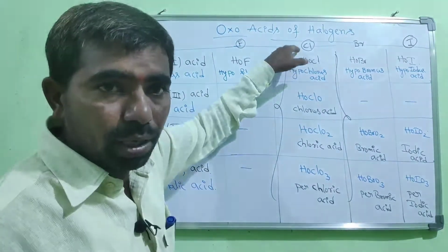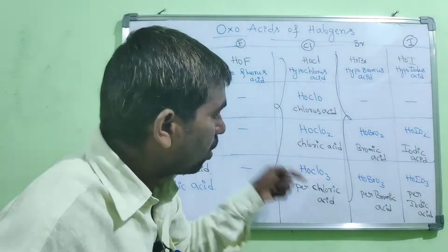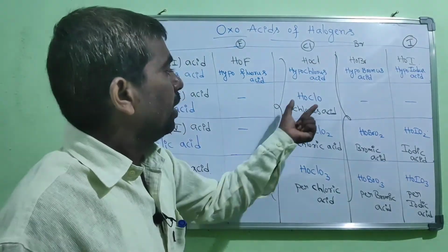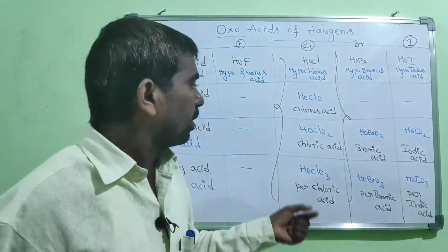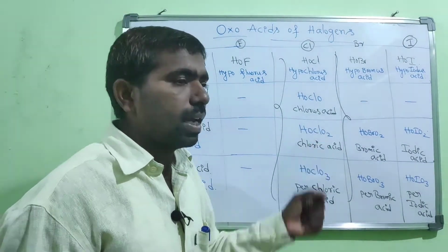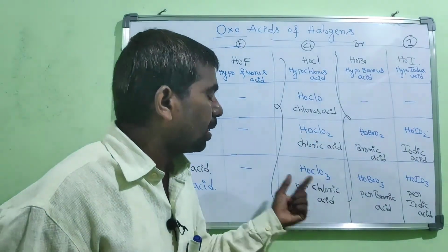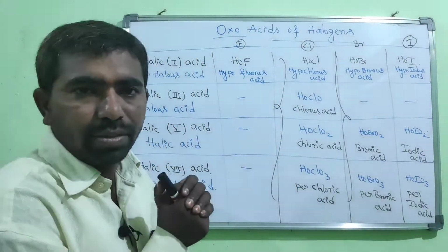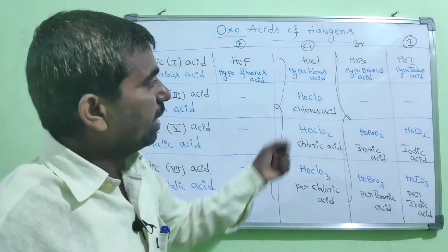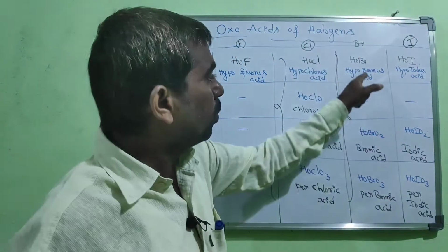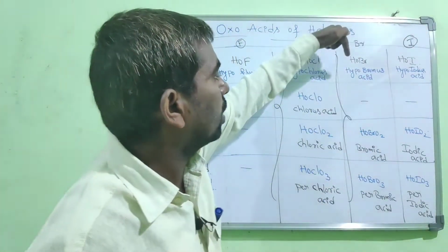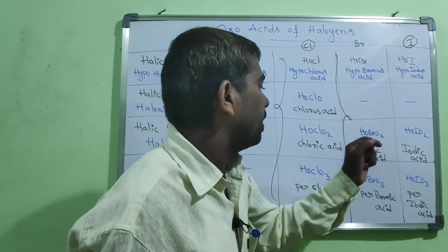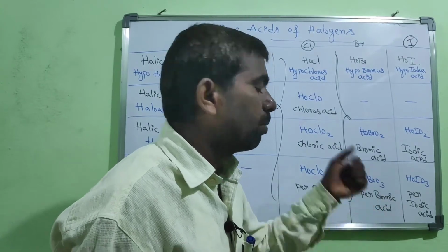Next is chlorine. It forms four types of oxo acids. They are HOCl, hypochlorous acid, HOClO, chlorous acid, HOClO2, chloric acid, and HOClO3, perchloric acid. So these are the four types of oxo acids formed by chlorine. Next element is bromine. It forms only three types of oxo acids. They are HOBr, hypobromous acid, HOBrO2, bromic acid, and HOBrO3, perbromic acid.